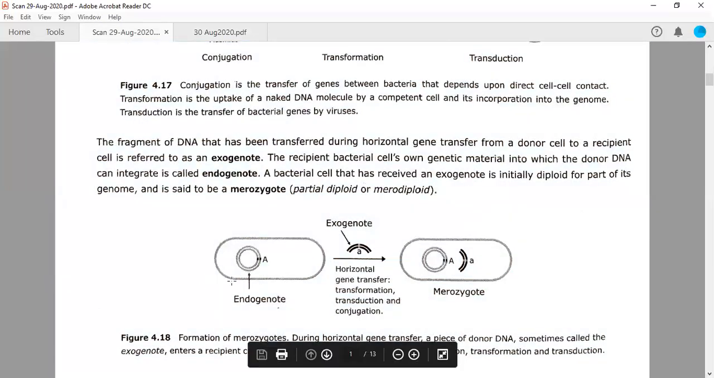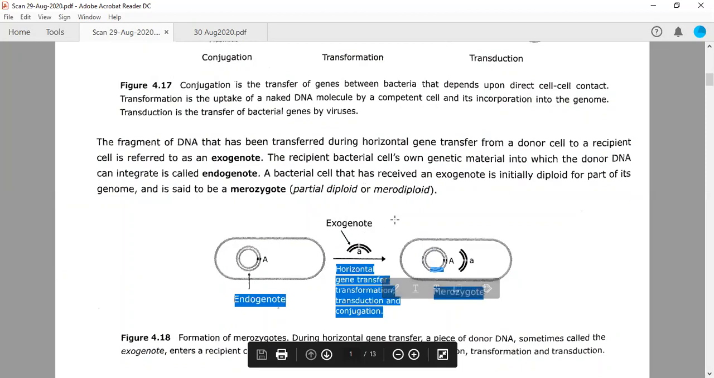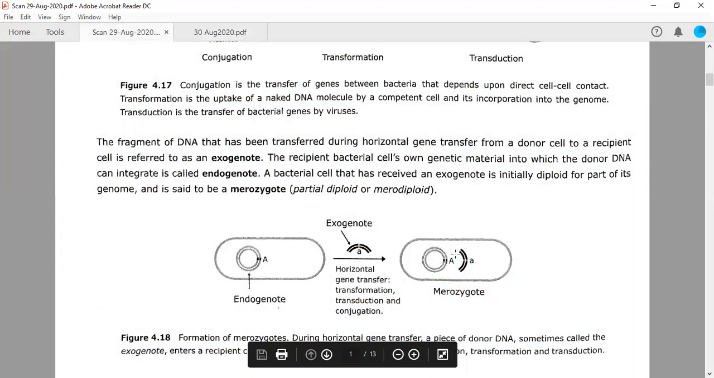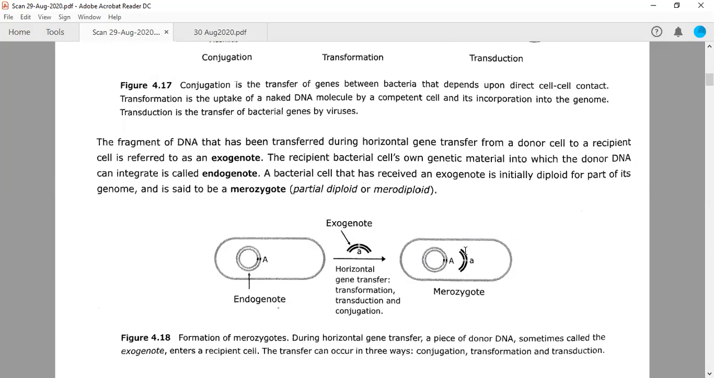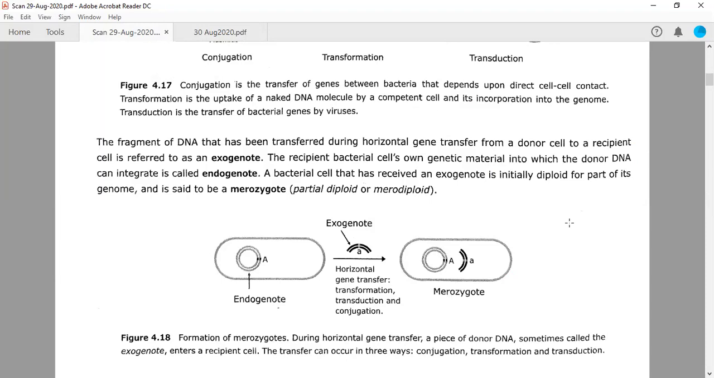Now see this also. Suppose this is the endogenote, the chromosome of the recipient cell. Now some exogenote will come from outside by horizontal gene transfer, either by transformation, transduction, or conjugation. This fragment is being transferred into the recipient cell. So this is the endogenote, this is the exogenote in the same cell, and suppose they have alleles of the same gene. So this is capital A, small a. This condition is called merozygote because it shows partial diploid condition for gene A. Are you okay with it, or do you have any confusion here?